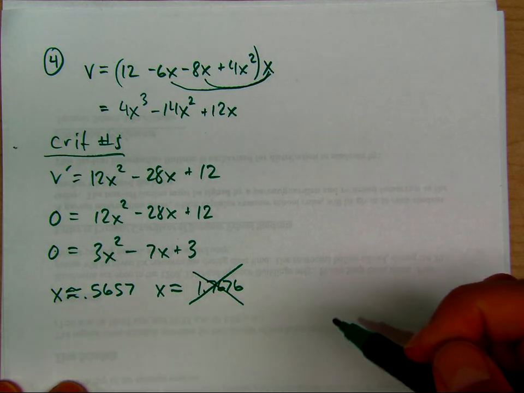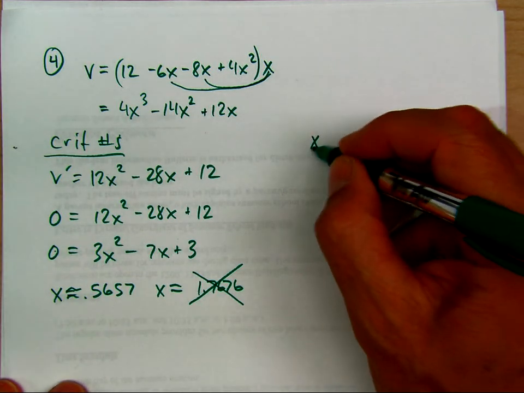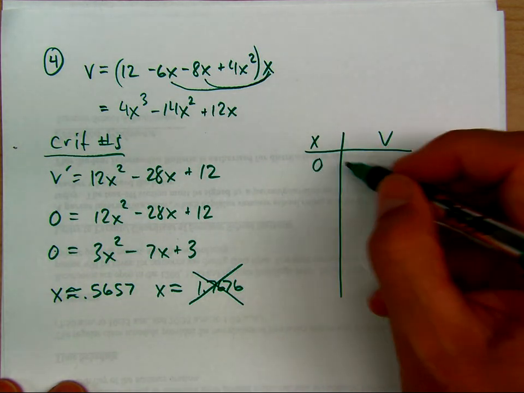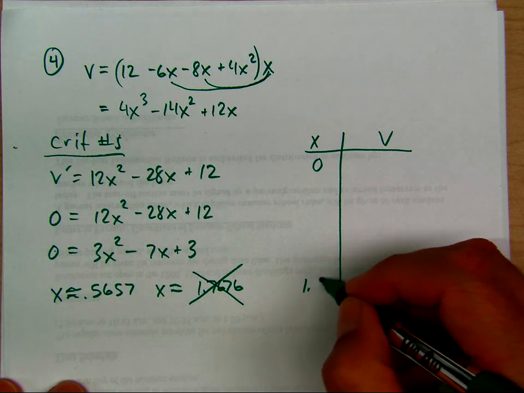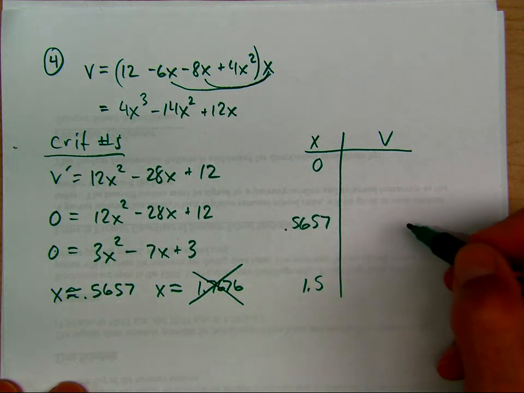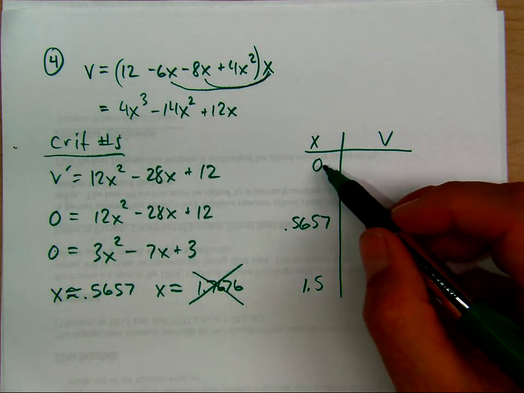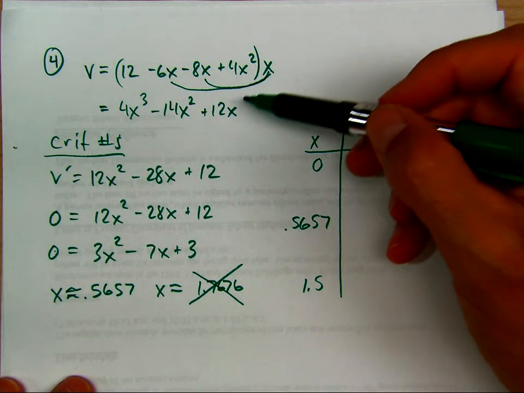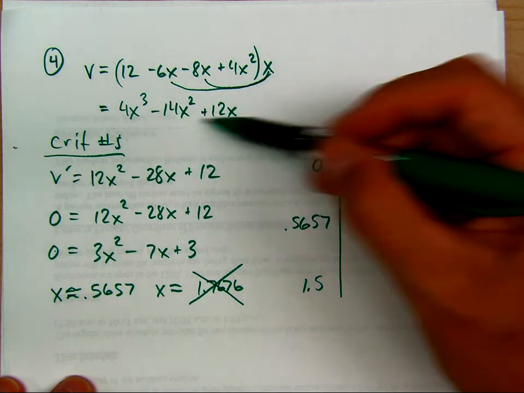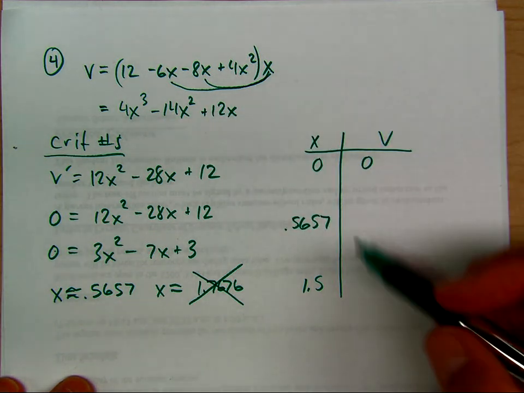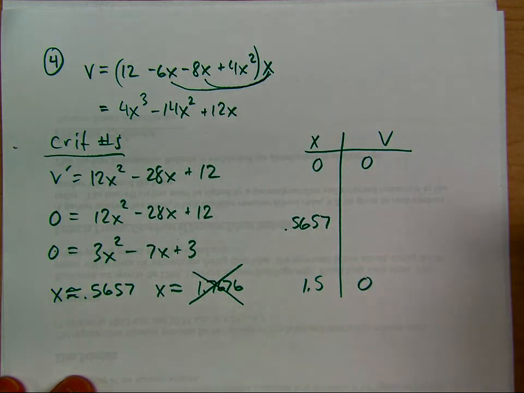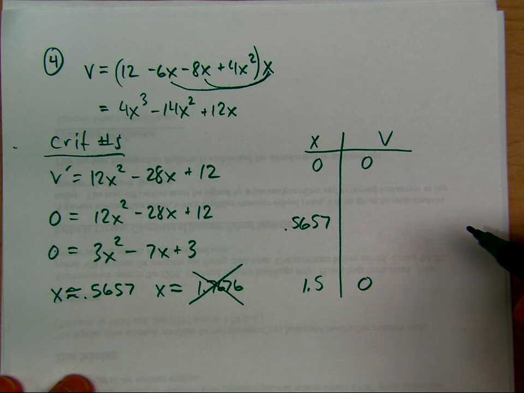So now we check. We have values of x and the volume. The smallest value of x is 0. The largest value is 1.5. The critical number is 0.5657. We have a formula for volume. Here's one that we can use. If you put in a 0, we have a 0 volume. We already know that if you put in a 1.5, there's no width. It's two-dimensional and has a volume of 0.